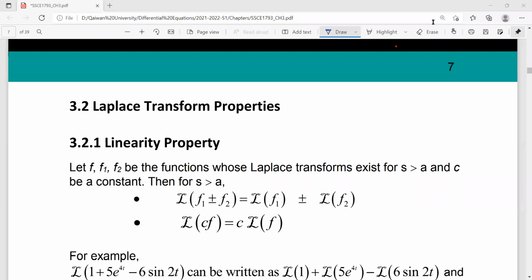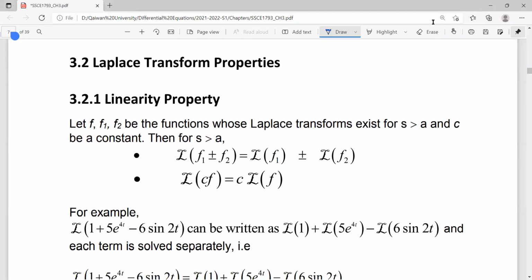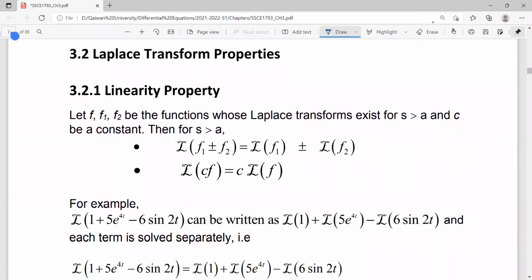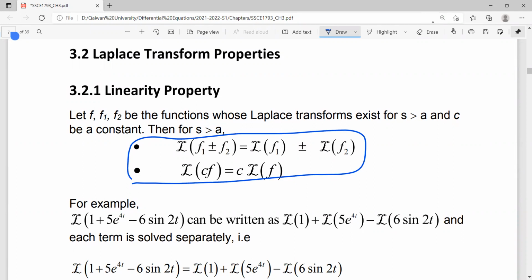We now have the Laplace transform properties. The first property of Laplace transform is the linearity property. The linearity property is these two properties together. We say the Laplace transform of the sum of two functions is the Laplace transform of the first function plus the Laplace transform of the second function.